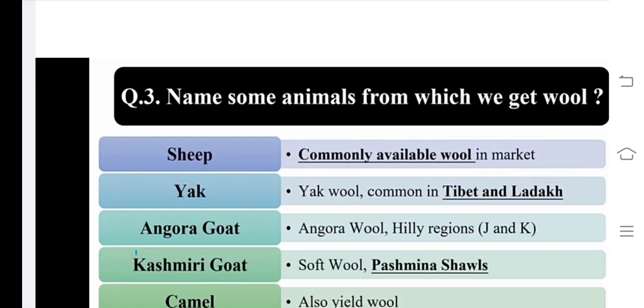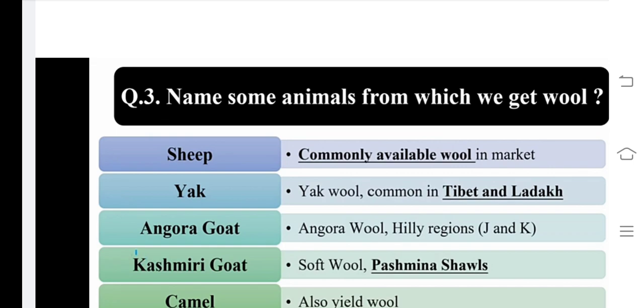Name some animals from which we get wool. You know very well, I have shown, no? So what are the animals? Sheep. Sheep wool is commonly available in the market. Suppose we are getting wool from the yak, we can call it yak wool. Commonly where is it available? In Tibet and Ladakh.